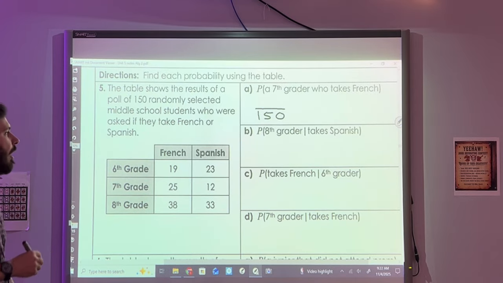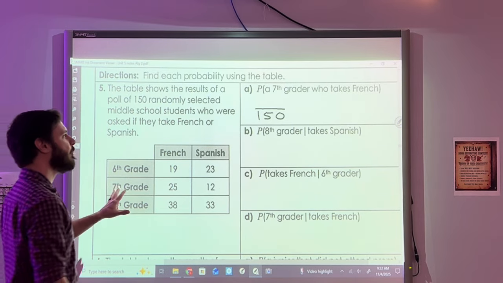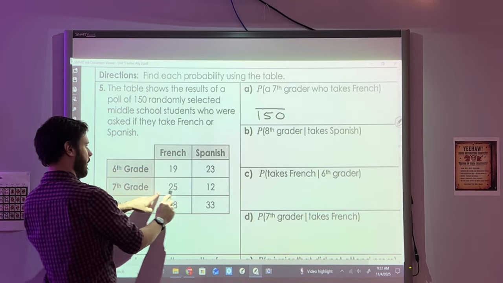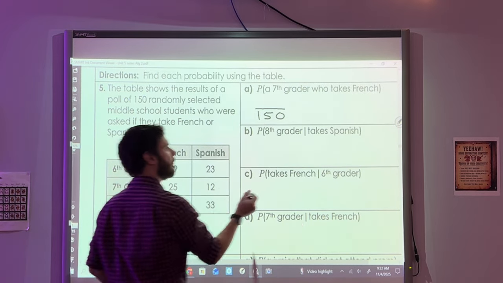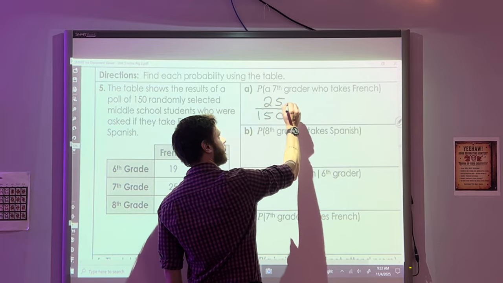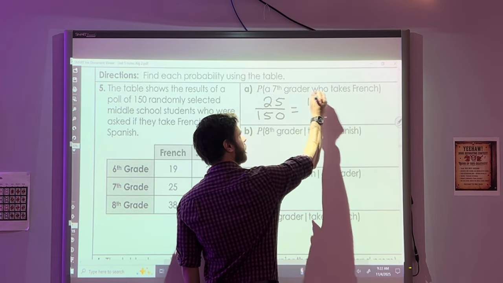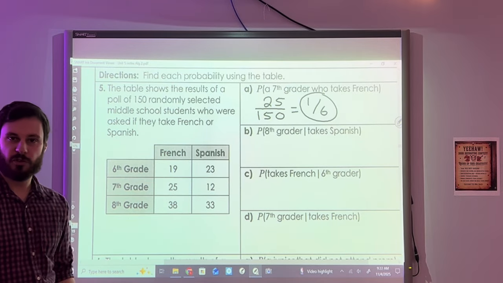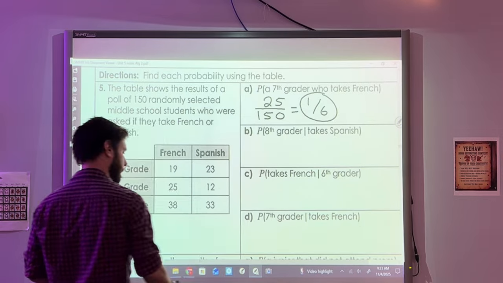There's no denominator. 150 total possibilities. Okay. Of everyone represented, how many fit the category of 7th grade who take French? 7th grade, French, 25. So when you don't have a given, use your entire sample space as your denominator.